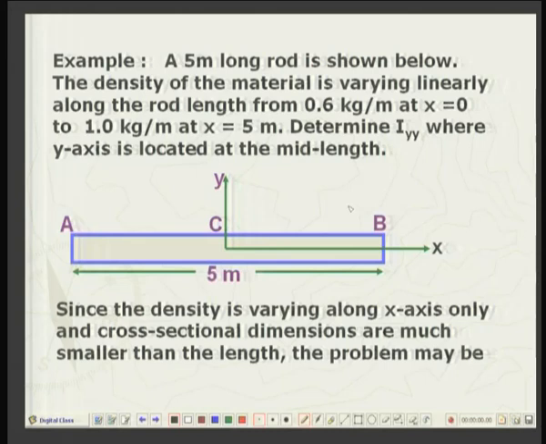So, a 5 meter long rod is shown. The density of the material is varying linearly along the rod length. So, it is no longer a uniform density, it is a variable density. Its density is 0.6 kilogram per meter at x is equal to 0, that is at the end, and it is 1.0 kilogram per meter at x is equal to 5.